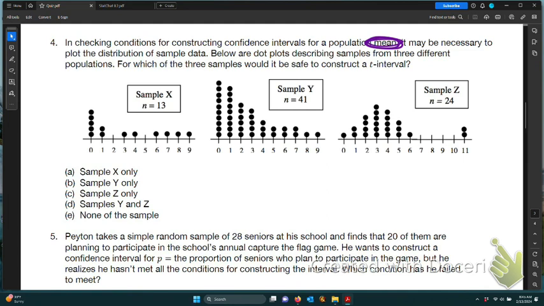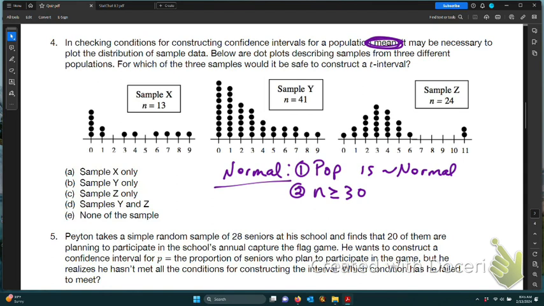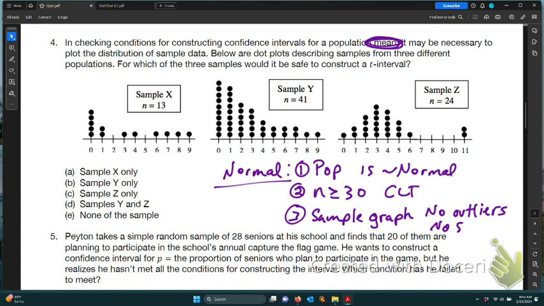How do I check the normal condition for means? That's one of the ways. The first way that you should try is the population is approximately normal. Your backup plan is that n is greater than or equal to 30, and that's your central limit theorem. Your backup to the backup plan is your sample graph. We like to use box plots because our calculator makes them for us, but you can use a dot plot. The sample graph has no outliers and no strong skewness.